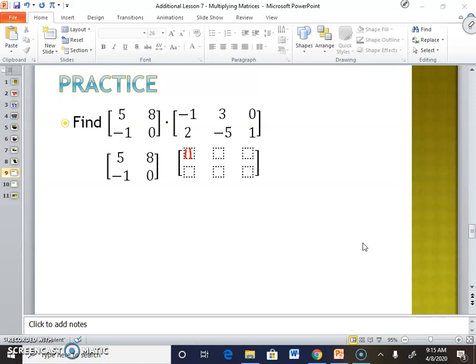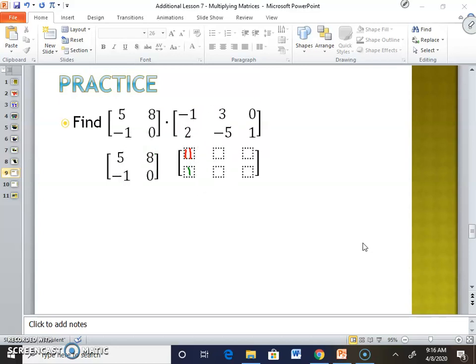Okay, next one. I've got negative 1 and 2, and negative 1 and 0. Negative 1 times negative 1 gives me 1. 2 times 0 gives me 0. 1 plus 0 is 1. Remember, when you guys are doing these, we're always adding those numbers together.